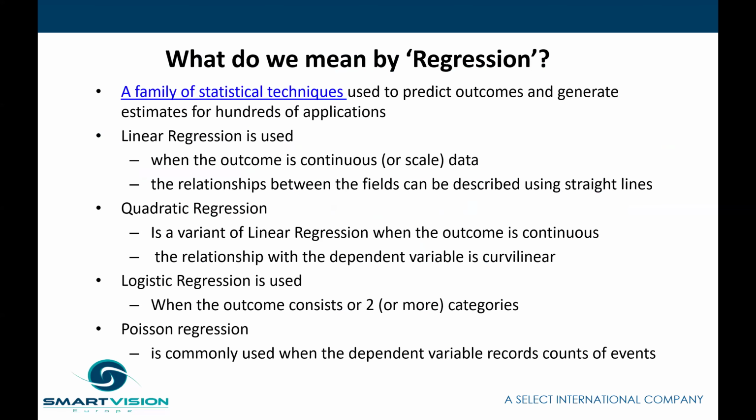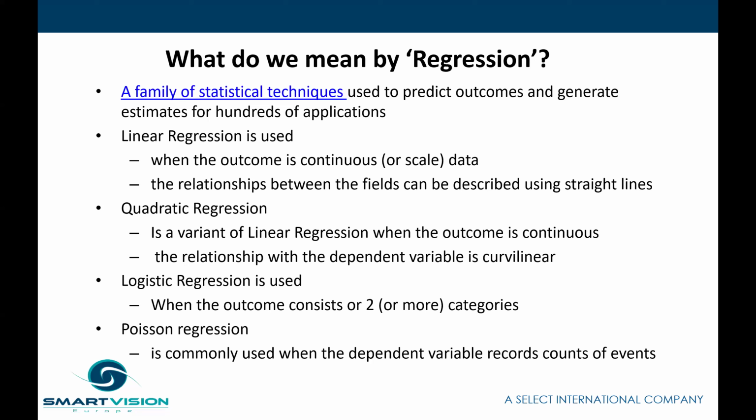So the first thing we want to establish is that the term regression, people say, oh, I used regression, is actually a generic term, so it could refer to lots of different techniques. It's a family of statistical techniques used to predict outcomes and generate estimates and model the effects of variables across hundreds and hundreds of different applications. So the key point here is that linear regression is used when the outcome is continuous or scale data in nature, so where it's a number field, not a category field, and where the relationships between the fields can be described using straight lines.